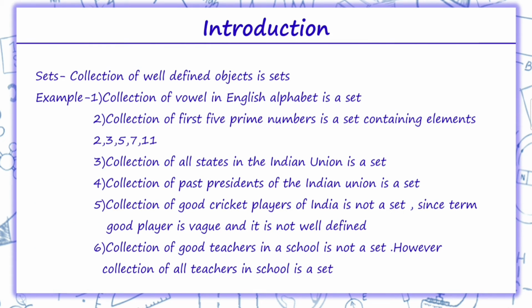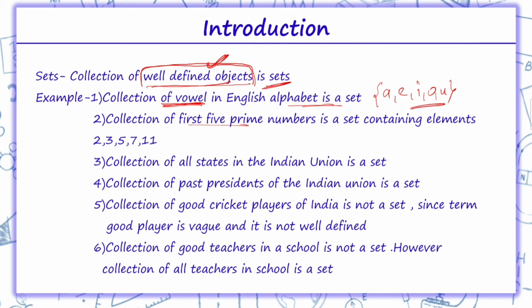Coming on to what is a set. Now see, set is what? It is a collection of well-defined objects. The collection of well-defined objects is what? Set. For example, collection of vowels in the English alphabet is a set. We know it is A, E, I, O, U. So this is a set. It is a well-defined object.